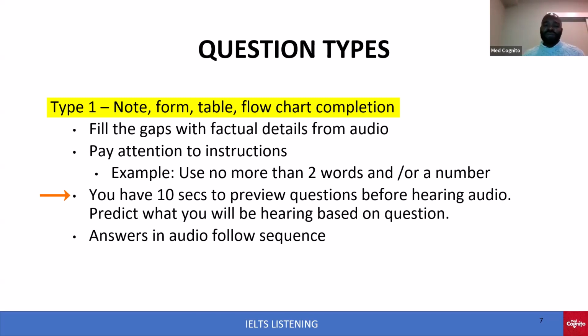The third point is that you have 10 seconds to preview questions before you hear the audio. And so, again, the 10 seconds here may as well be your best friend. During this 10 seconds, you want to take the time, go through the text, familiarize yourself with it. You want to look at sentences that are given in the questions. You want to look at the spaces that are left and anticipate what kind of answer they will be expecting.